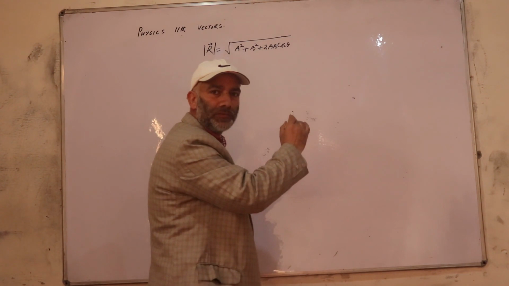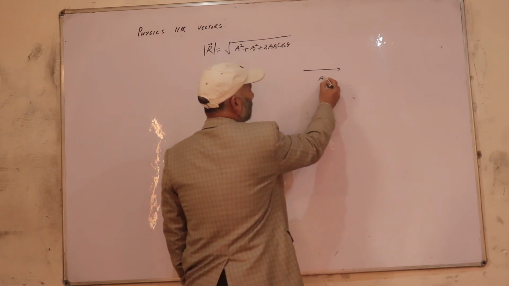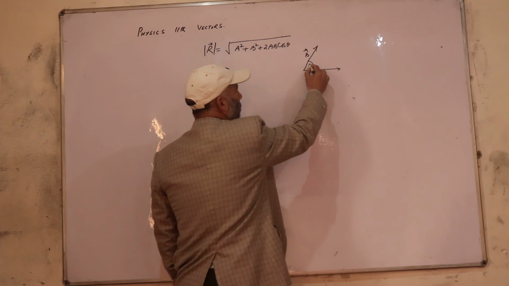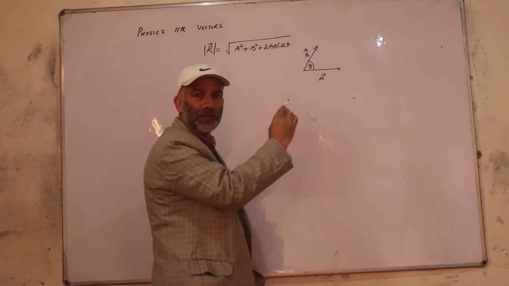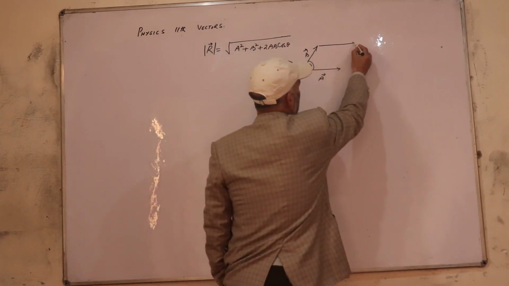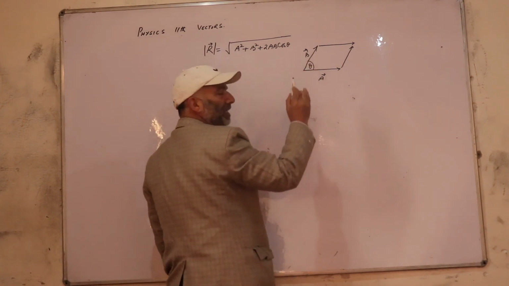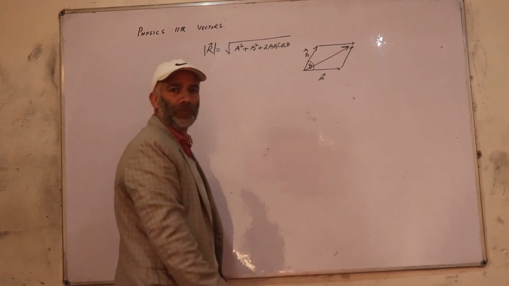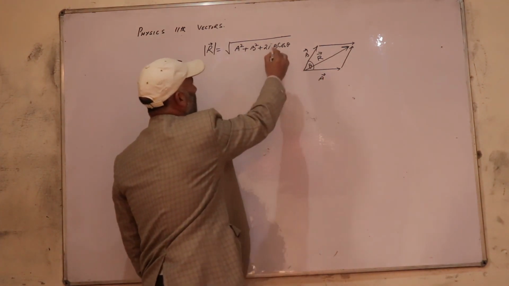where A and B are the two vectors and theta is the angle between them. For example, this is vector A, this is vector B, and the two vectors are inclined to each other by some angle theta. In my last lecture we discussed how to add them. There is one rule in your syllabus, the parallelogram law. In the parallelogram law, if two vectors represent the adjacent sides of a parallelogram, then the resultant is given by the diagonal of the parallelogram.